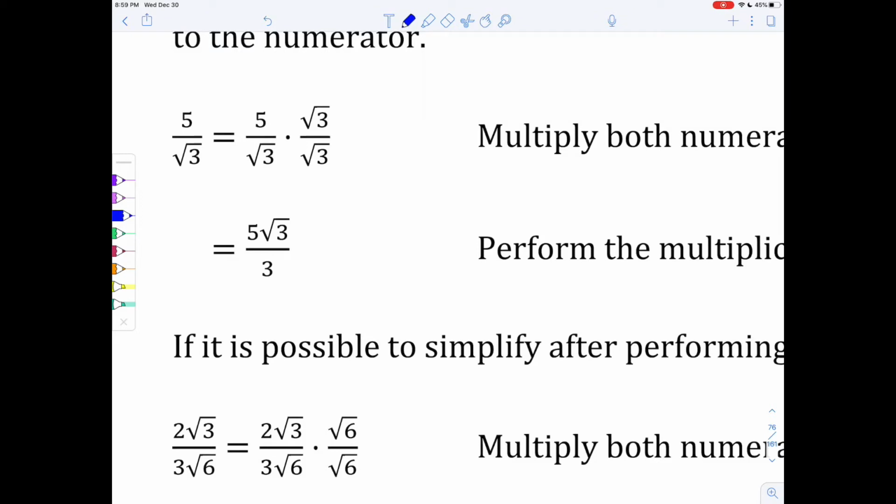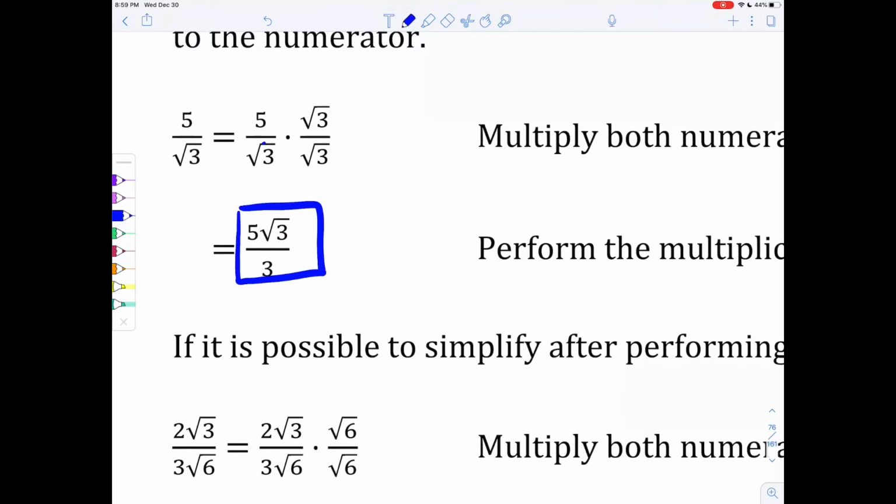Now, if I take my numerator, 5 times root 3, I end up with 5 root 3. And that's pretty dope. And my denominator, root 3 times root 3, is just going to be 3. Because remember, that gives us root 9, and root 9 is just 3. And this is our whole goal here. Our goal is to get to a point where our fraction no longer has a radical in the denominator. Now, this is all well and good.